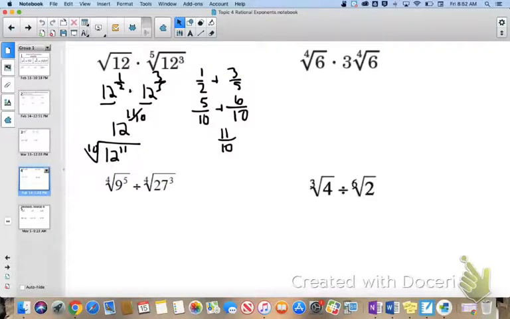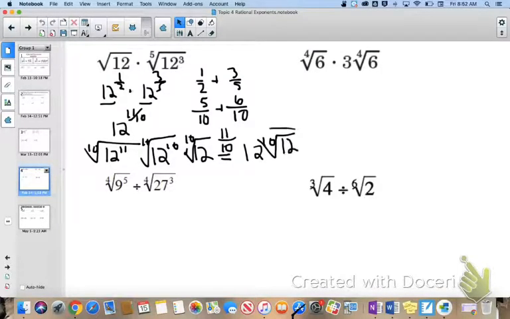Now we can simplify that, right? Because 12 to the 11th, 10 goes into 11, so I'm going to split that down to 12 to the 10th times 12, right? So that gives you 10th root of 12 to the 10th is 12, so it's going to be 12 times the 10th root of 12.